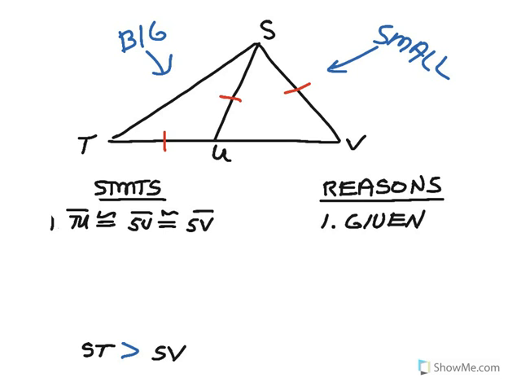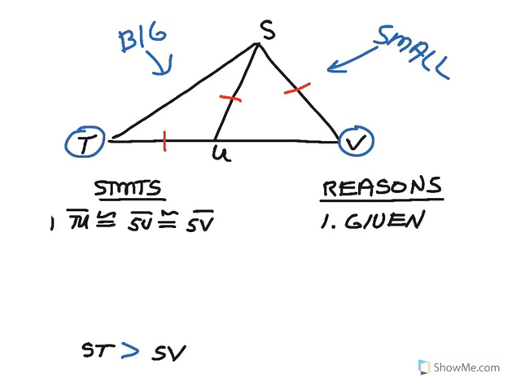And I'm going to be evaluating the big side. If it's bigger, I'm going to have to prove that angle V is greater in measure, because it's opposite that big side, than angle T, which is opposite the smaller side. So I'm aiming to prove that angle V is greater than angle T. So let's see what I've got.